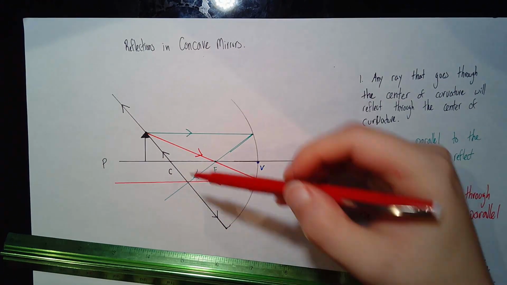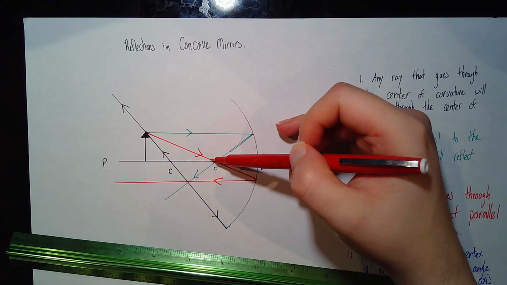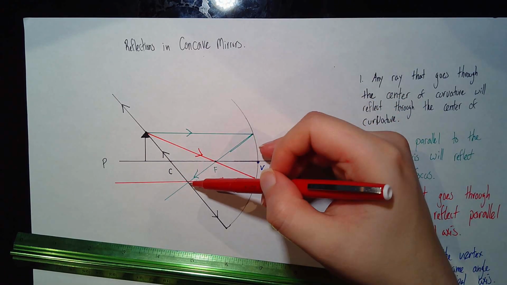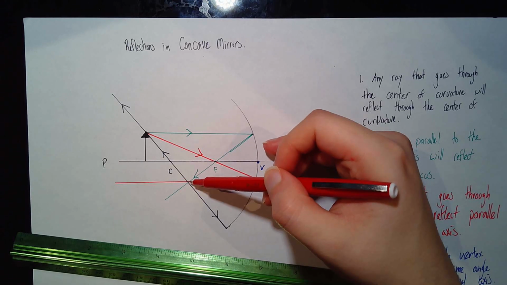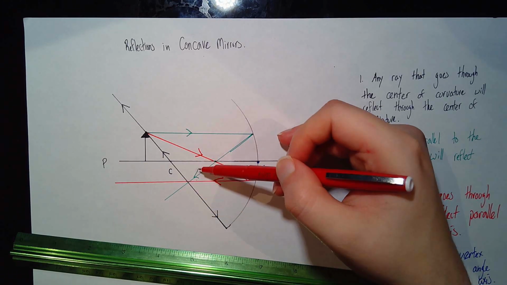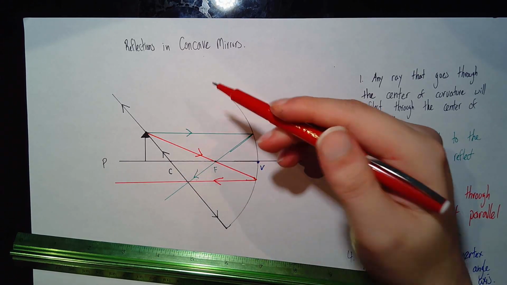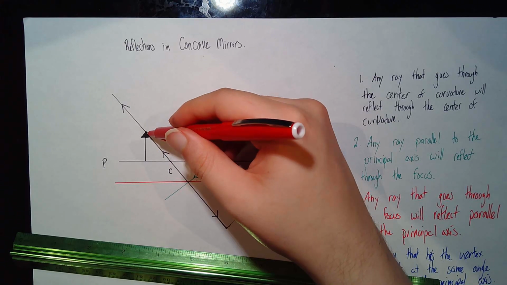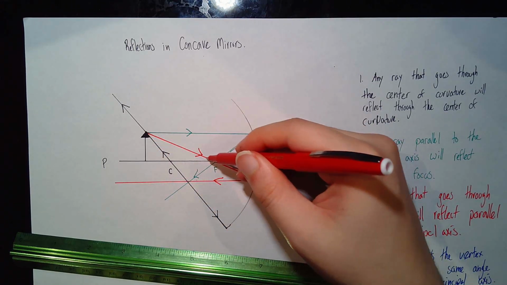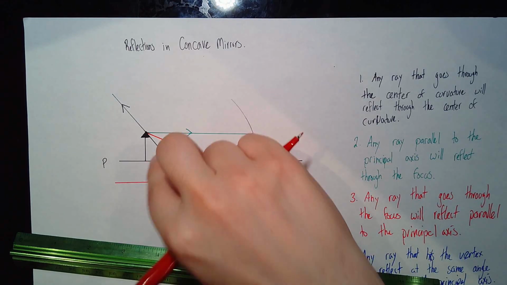And so luckily, I took some time drawing this, when we reflect this off, it goes through the same point that these other two did already. If we found that this ray crossed down here, or this ray crossed up here somewhere, it would have meant that we made a mistake somewhere. So our third rule, any ray that goes through the focus, when it reflects, will be parallel to the principal axis.